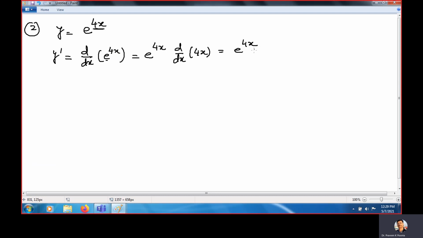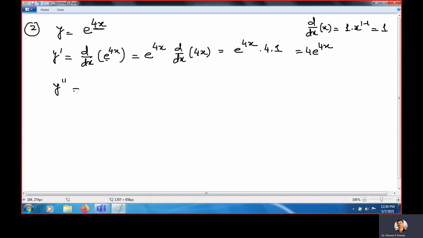So what is the derivative of 4x? It is 4 because the differential of x with respect to x is 1. d by dx of x is 1 times x power 1 minus 1, and if you simplify, you will get 1. So what is the answer? The answer is 4e power 4x. This is the y dash.